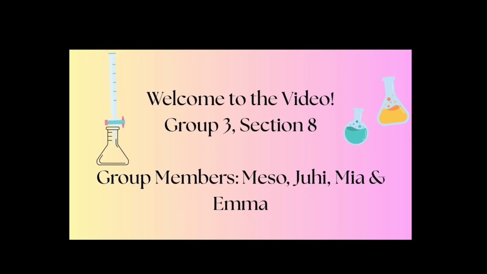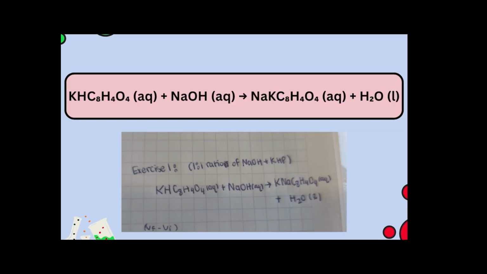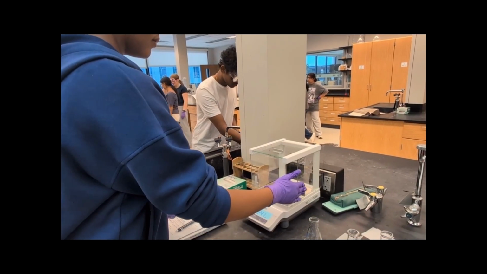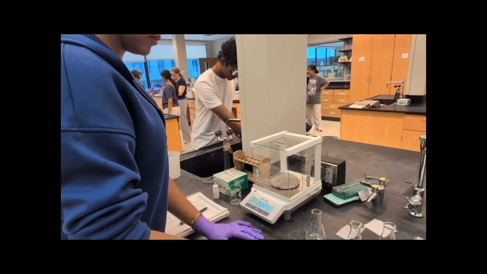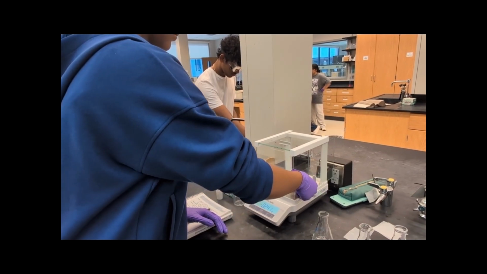Welcome to our video where Juhi, Meso, Emma, and Mia will show you how to perform a titration experiment. We perform titrations to determine the exact concentration of an analyte by reacting it with a titrant until the reaction reaches its equivalence point. The balanced chemical equation shows how NaOH reacts with our acid, potassium hydrogen phthalate, or KHP, in a 1-to-1 ratio. To determine our unknown concentration of the NaOH solution, we must weigh out some KHP.